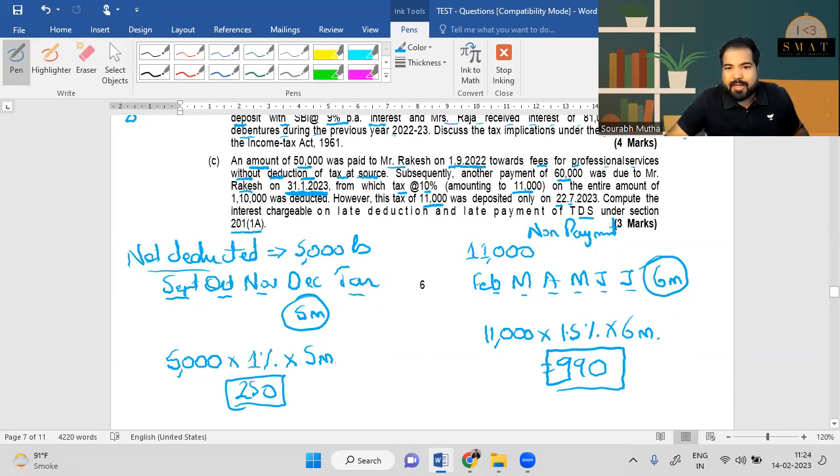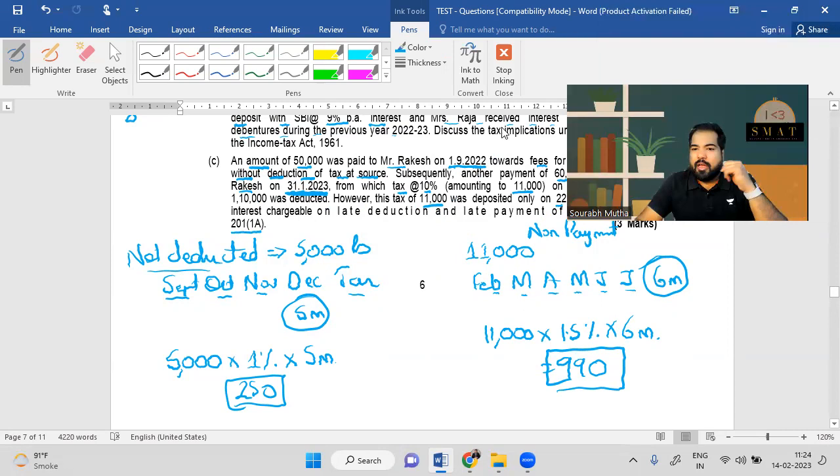So this is the DT part, guys. I hope this is understood well. If any doubts, you can reach out to me. Let's move now to the GST part.